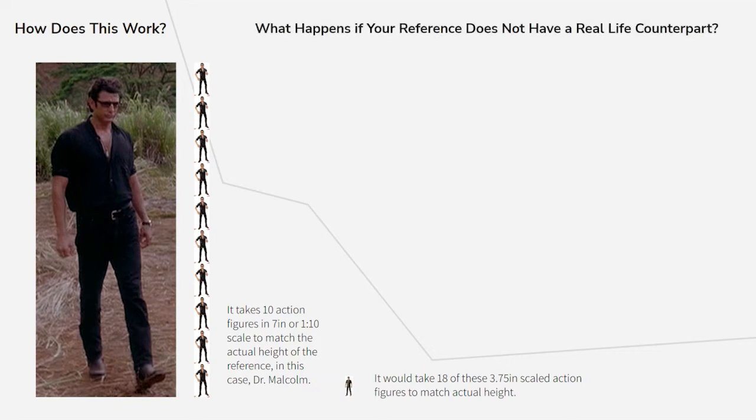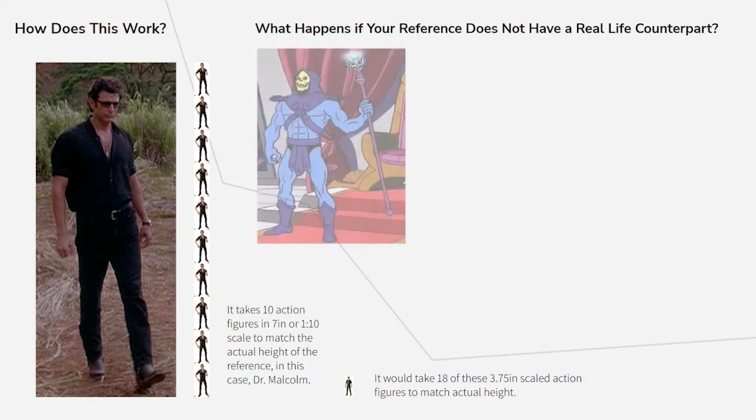What happens if your reference does not have a real life counterpart? There's plenty of action figures that are based off of characters or things that don't actually exist. So, what do you do there? Because you don't really have any basis to work off of.